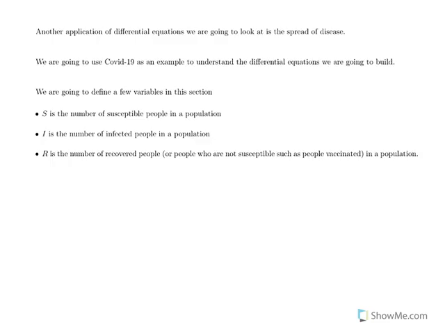These base differential equations are the base that we study a lot of infectious diseases with. We're going to try to reference COVID-19 in this video so we can understand what's going on. So there are a few variables we're going to talk about. This is called the SIR model based on these three letters S, I, and R. S is the number of susceptible people in a population, the number of people that are able to get infected by the disease. I is the number of infected people with the disease in the population. And R is the number of recovered people, or people who are not susceptible, such as people vaccinated.